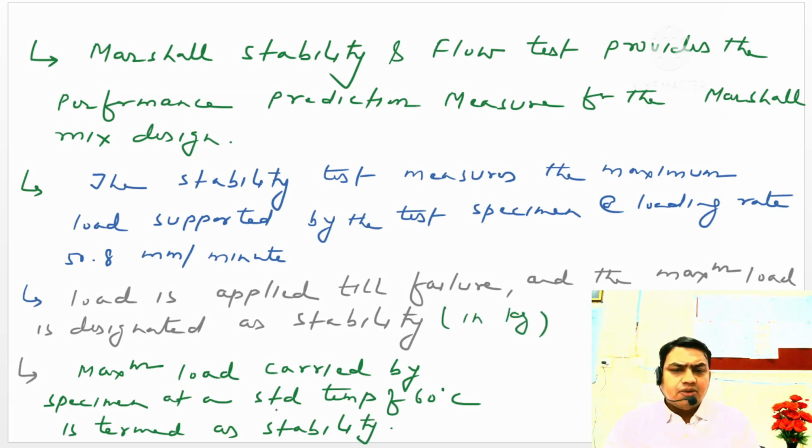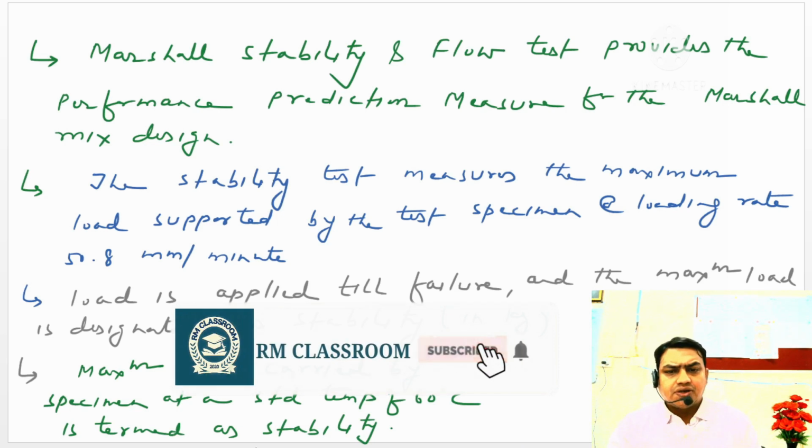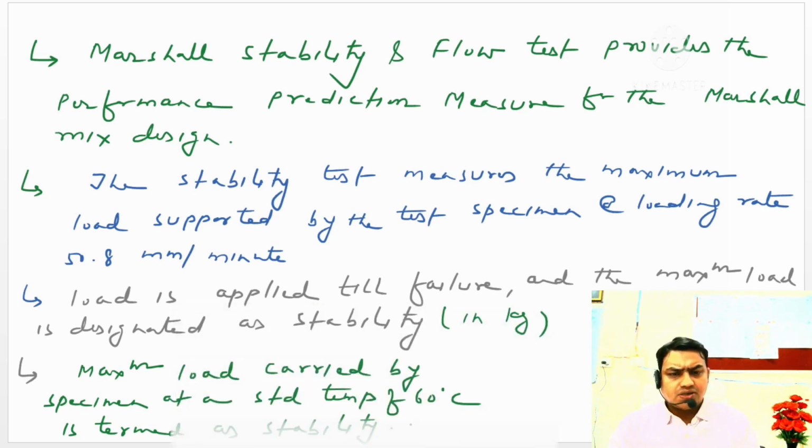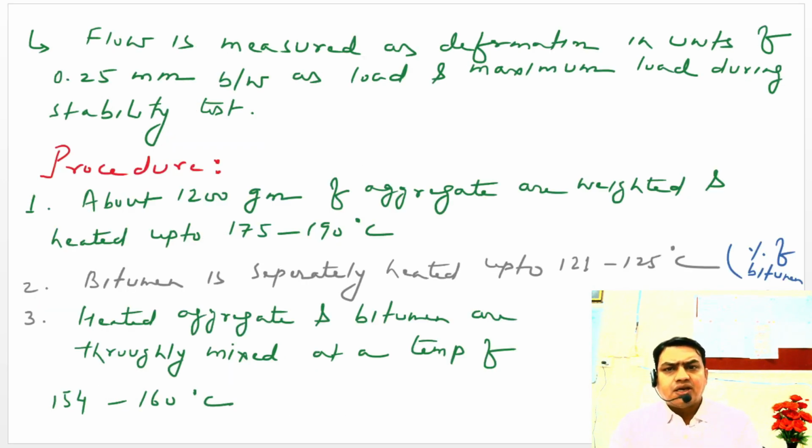The maximum load carried by the specimen at a standard temperature of 60 degrees centigrade is termed stability, and this stability, as I told you, is measured in kg. The maximum load at which the specimen fails at a standard temperature of 60 degrees is called stability. Similarly, flow is measured as the deformation in units of 0.25 mm between as-loaded and maximum load during the stability test. Now I am going to discuss the procedure of the Marshall stability test.